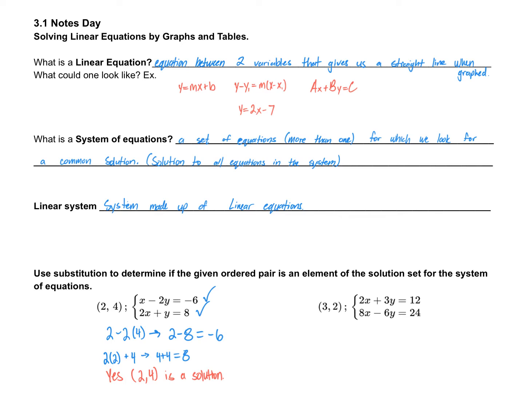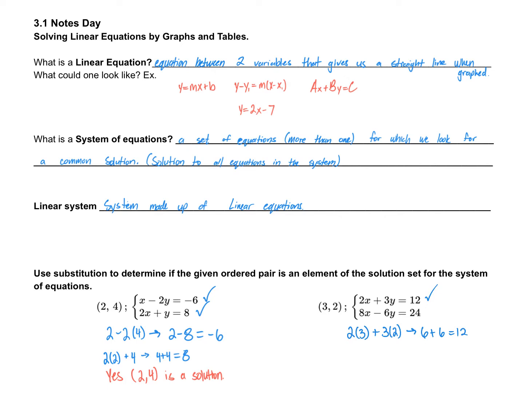All right, so let's check the next one. This time we're checking 3, 2. So plug in 3 for x and 2 for y. That gives us 6 plus 6, which equals 12, which is what we said it is. So we know that that point's on the first line.